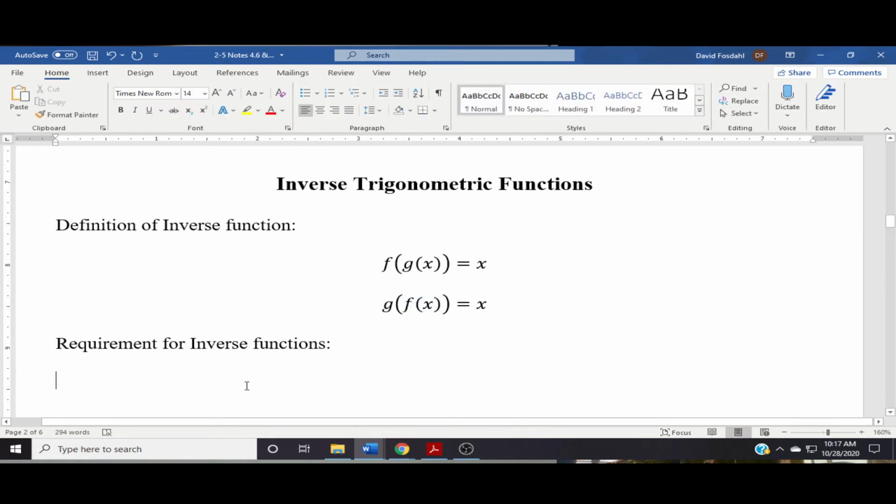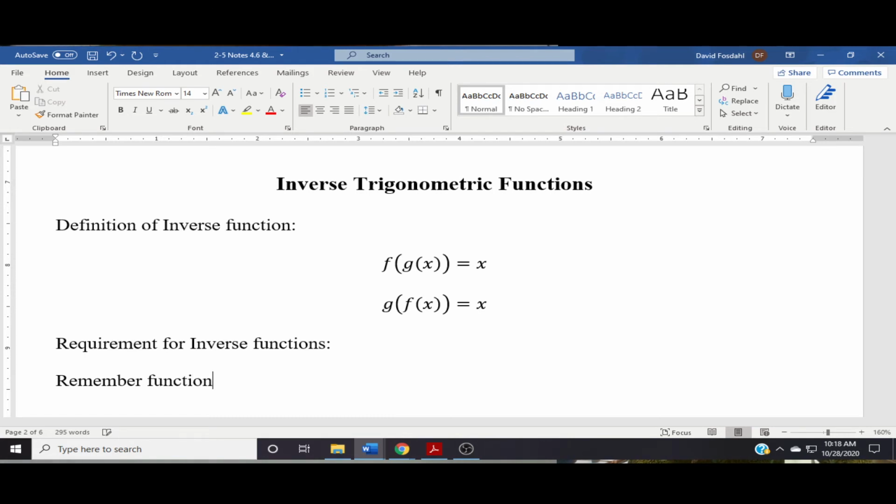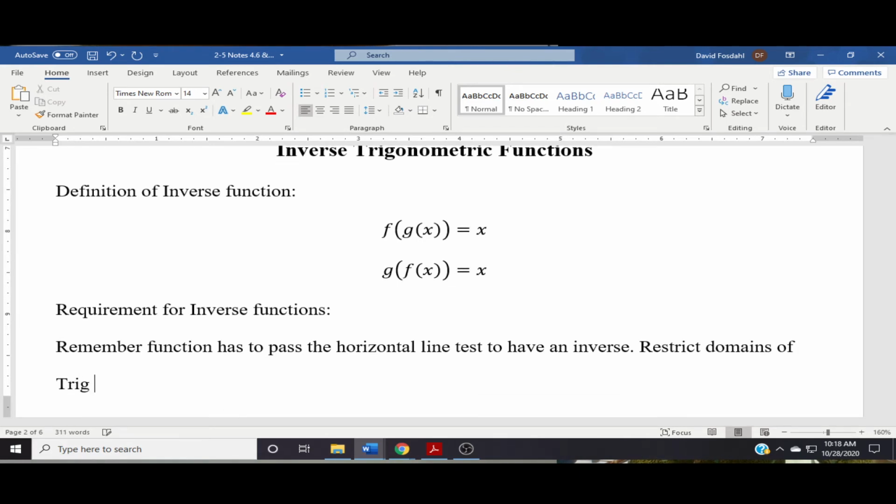Now, requirements for inverse functions. Remember, a function has to pass the horizontal line test to have an inverse. So we're going to have to restrict the domains of trig functions. Okay, so we're going to have to restrict our domains.